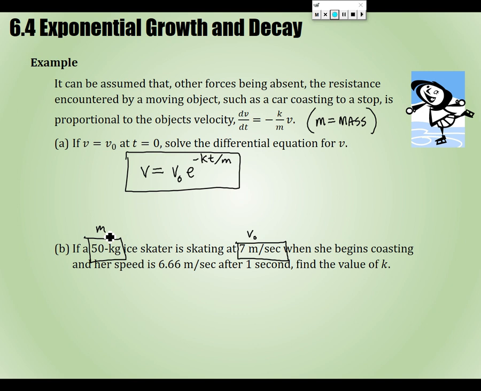She begins coasting, and her speed is 6.66 meters per second after 1 second. So this is v of 1. Do you think that's enough information for you to solve for the only missing thing? Okay, go ahead and do it, and if you haven't already started, compare notes.